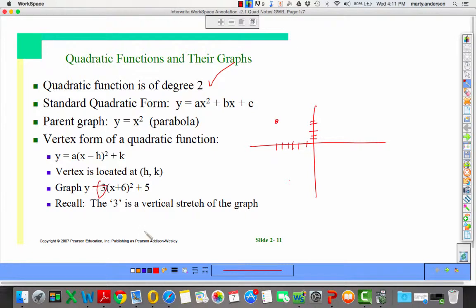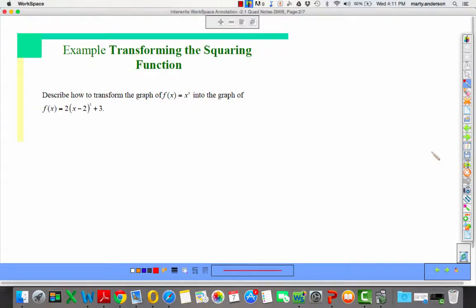The 3, remember, that's a vertical stretch. I'm going to make it go up quicker, so zoom up and zoom up. Oh, that's a good looking parabola there, let me tell you. So this is going to be our main focus for this section.